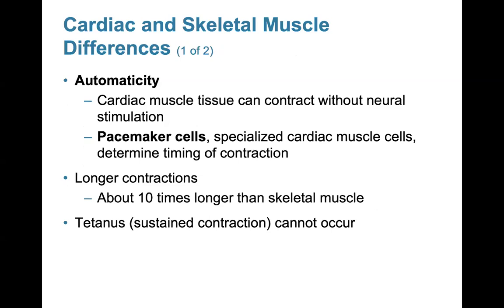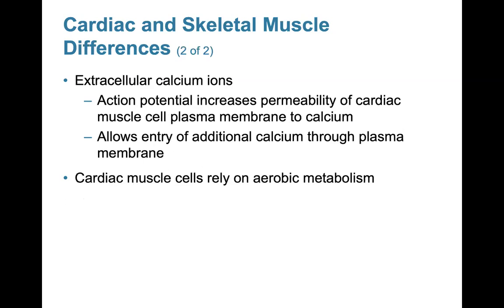Now, differences between cardiac and skeletal muscles. Automaticity: cardiac muscle tissue can contract without any neural stimulation, and this is because of pacemaker cells. Pacemaker cells are specialized cardiac muscle cells that determine the timing of the contraction. Contractions are about 10 times longer than skeletal muscle. Tetanus is a sustained contraction, and that cannot occur with cardiac muscle. So we'll get more into cardiac muscle physiology when we get to the heart.